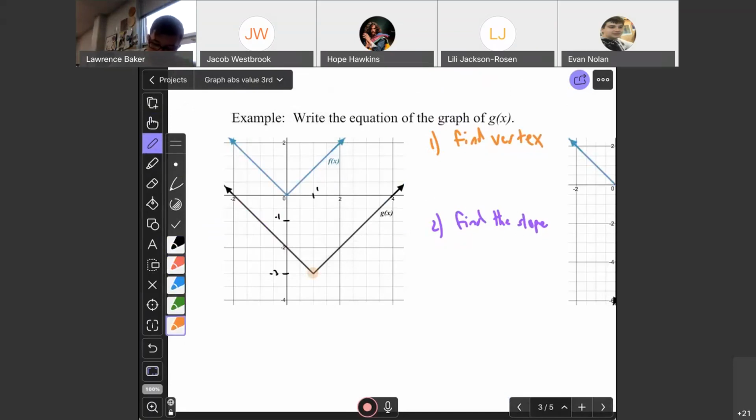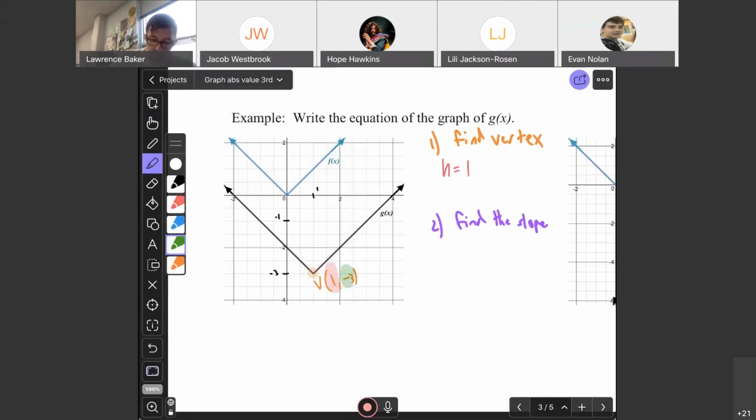So our vertex is at +1, -3. That would mean our h value is 1, and our k value is -3. And then as you go to find the slope, you only do that for the right side.